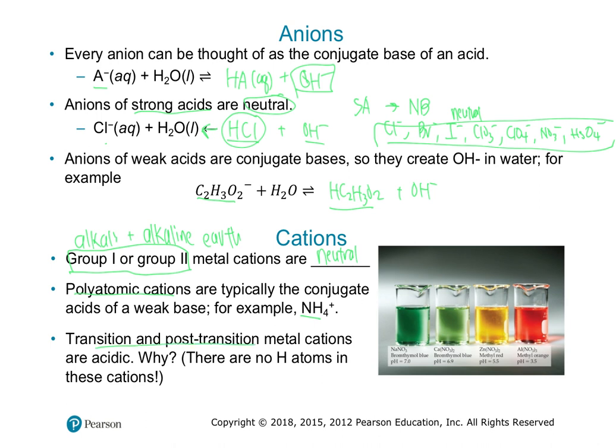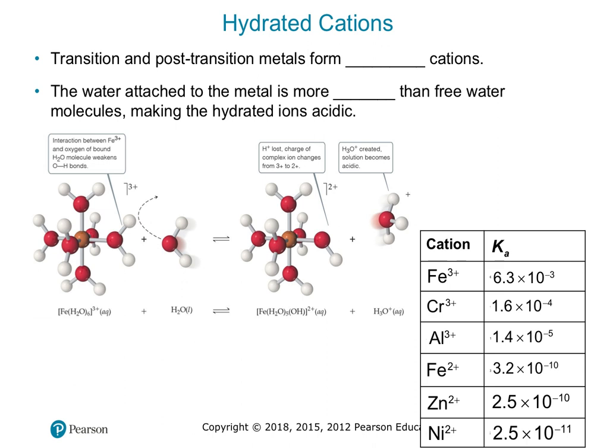So even though they don't have any protons to donate, why are they acidic? Let's learn. So what they do, these transition and post-transition, so again, group D and F metals, they form hydrated compounds or hydrated ions. So what happens when they dissolve in water is that waters come and attach to them. And if that attachment is big enough, then they dissolve. Cool, we've talked about that with solubility.